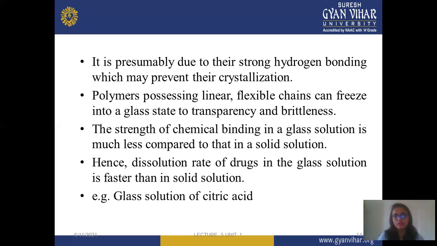The strength of chemical binding in a glass solution is much less compared to that in a solid solution. Means in this chemical binding, the glass solution shows less strength compared to the solid solution. They don't have enough strength compared to the previous one. They have less strength and easily break. And the dissolution rate of the drug in a glass solution is faster than in a solid solution. An example is the glass solution of citric acid.